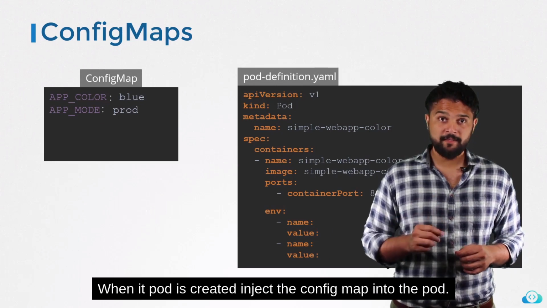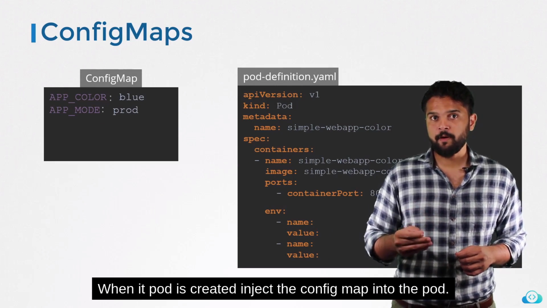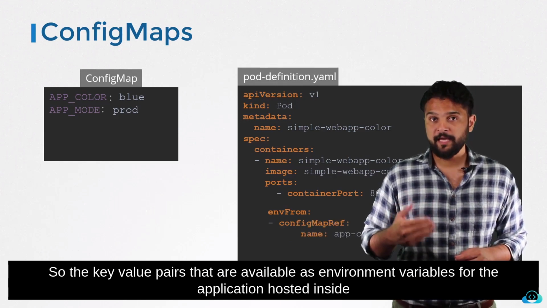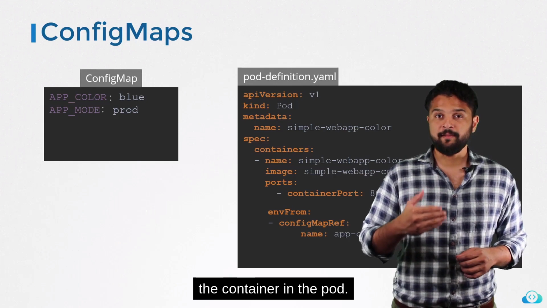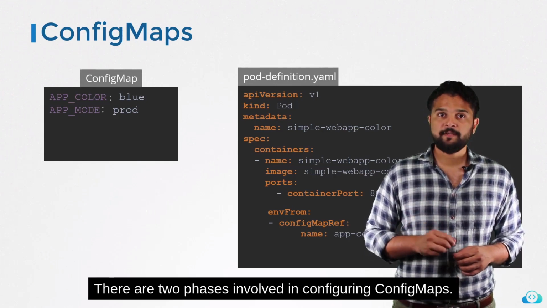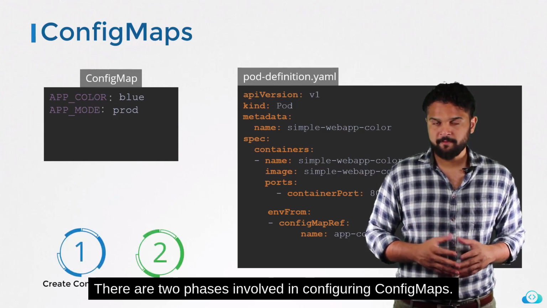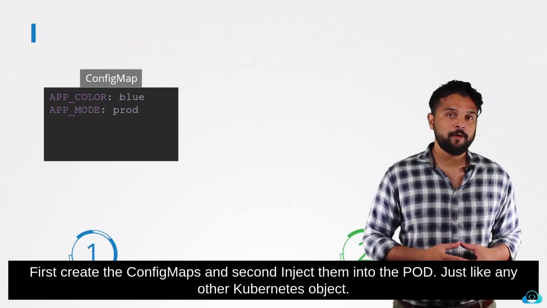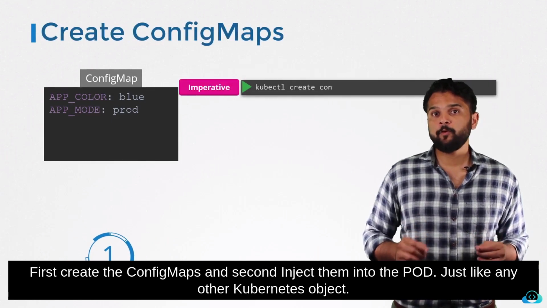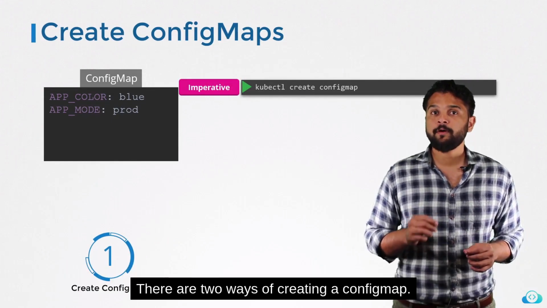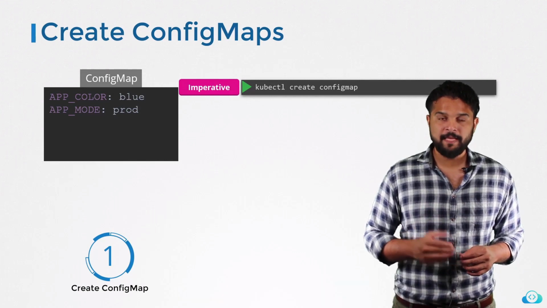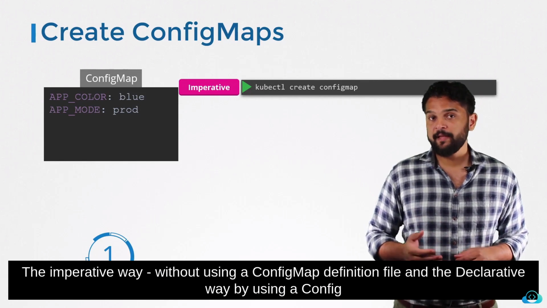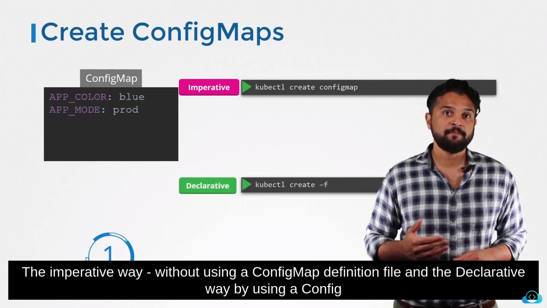When a pod is created, inject the config map into the pod so the key-value pairs are available as environment variables for the application hosted inside the container in the pod. There are two phases involved in configuring config maps. First, create the config map, and second, inject them into the pod. Just like any other Kubernetes object, there are two ways of creating a config map. The imperative way, without using a config map definition file, and the declarative way, by using a config map definition file.